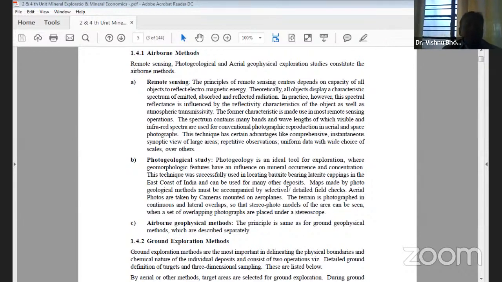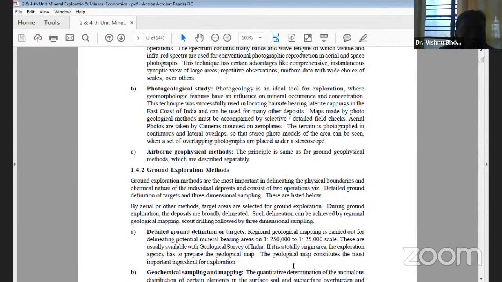Definitely, air photos are taken by cameras mounted on aeroplanes. The terrain is photographed with continuous and lateral overlaps, so that stereo photo models of that area can be seen when a set of overlapping photographs is placed under the stereoscope. So definitely those photographs play a very important role in recognizing different minerals.